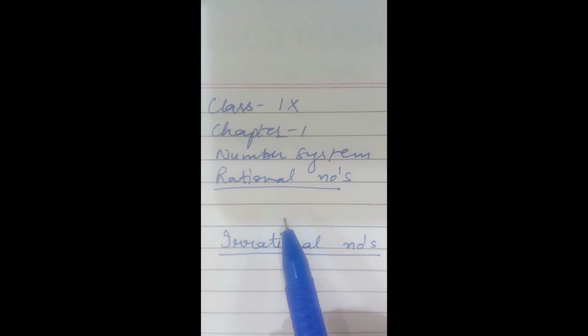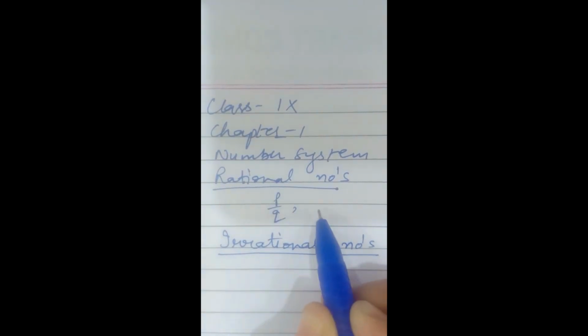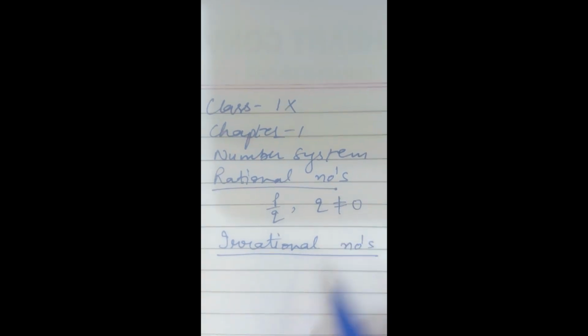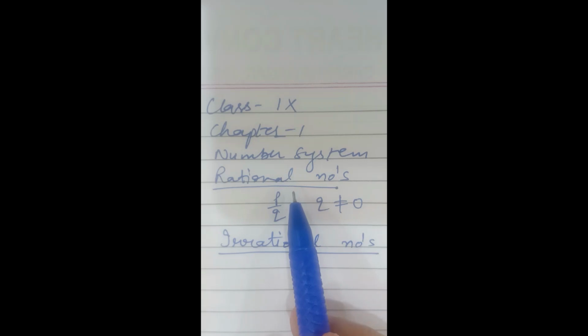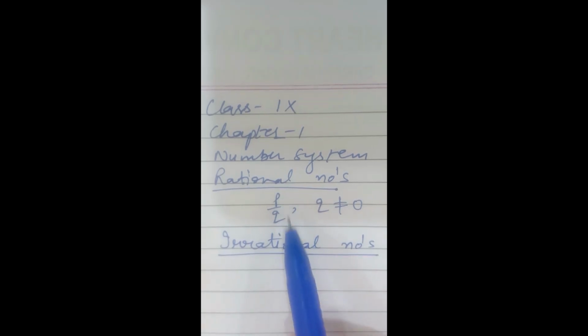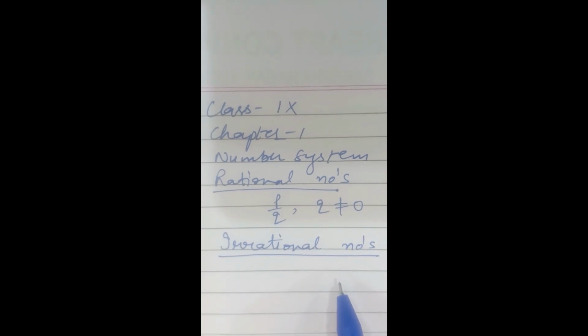A rational number is a number which can be written in the form of p upon q, where q is not equal to 0. And we say it is in the standard form of the rational number when they don't have any common factor other than 1. Any number which is not rational is known as an irrational number, right? This is the definition which we gave the maximum number of times.